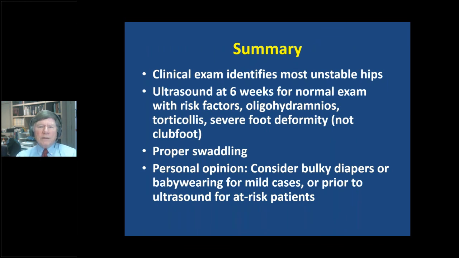So in summary, the clinical exam identifies most unstable hips. The ultrasound at 6 weeks for normal exam with risk factors, torticollis, oligohydramnios, or severe foot deformity, not clubfoot. Any child that's done improper swaddling, we need to maintain proper swaddling. And my personal opinion, which is not borne out by evidence yet, is to consider bulky diapers or baby wearing for mild cases or prior to ultrasound for at-risk patients. So if you have a child you suspect, I personally think it's okay to recommend multiple diapers.